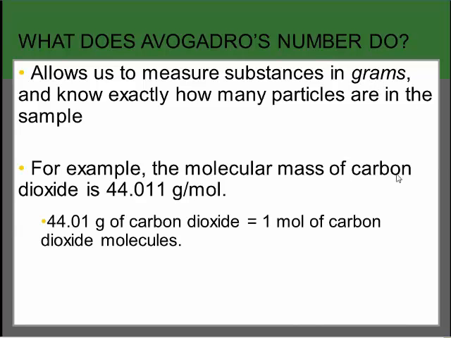number of particles. So, for example, one conversion factor is the molecular mass of carbon dioxide, 44.011 grams per mole. That tells us there are 44 grams of carbon dioxide in 1 mole of carbon dioxide molecules. That's a conversion factor. We can convert between moles of carbon dioxide and grams of carbon dioxide.